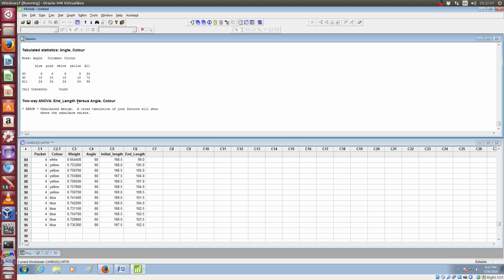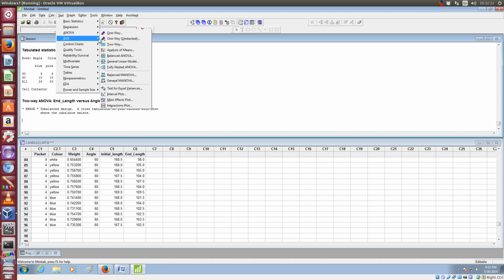So we can't test whether or not there's an interaction term. We can't test the interaction between angle and color using a two-way ANOVA. So what the GLM allows us to do is to actually test that term. Not always. It depends upon how well the data is structured.